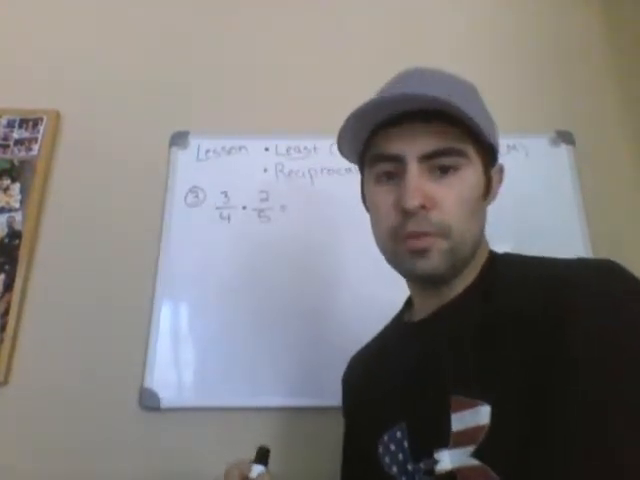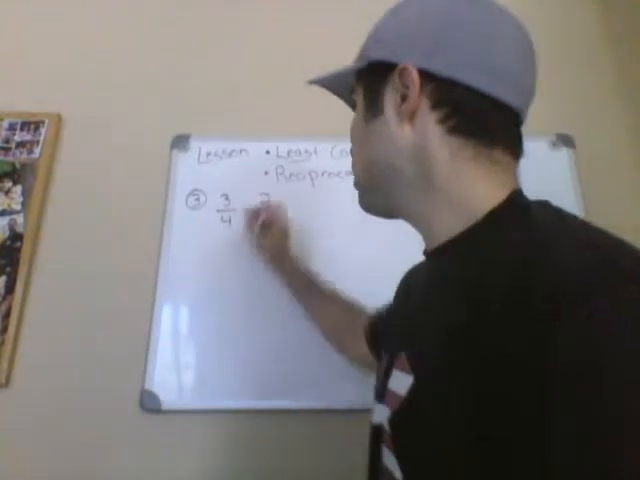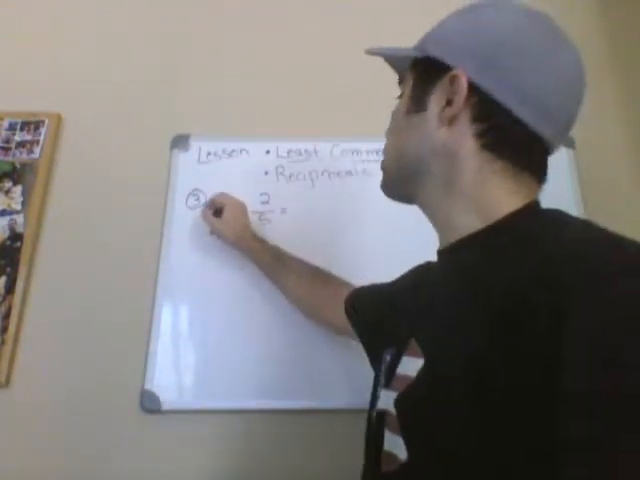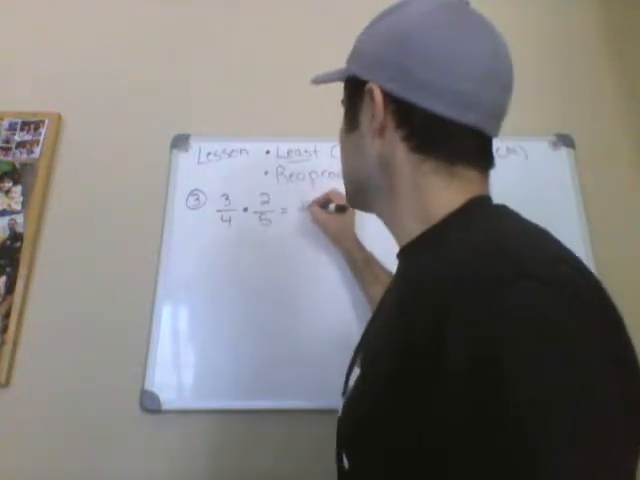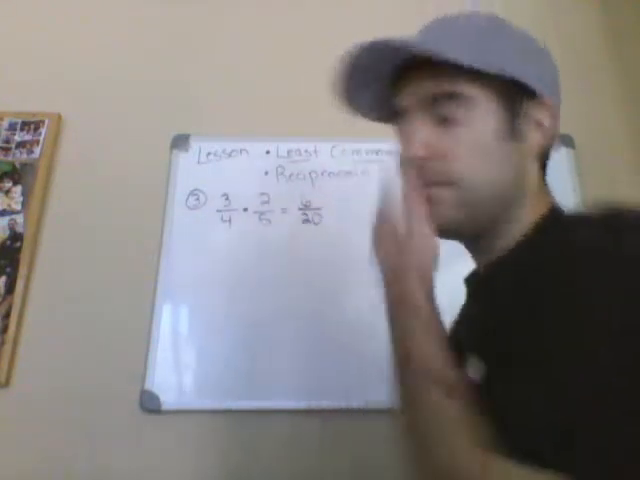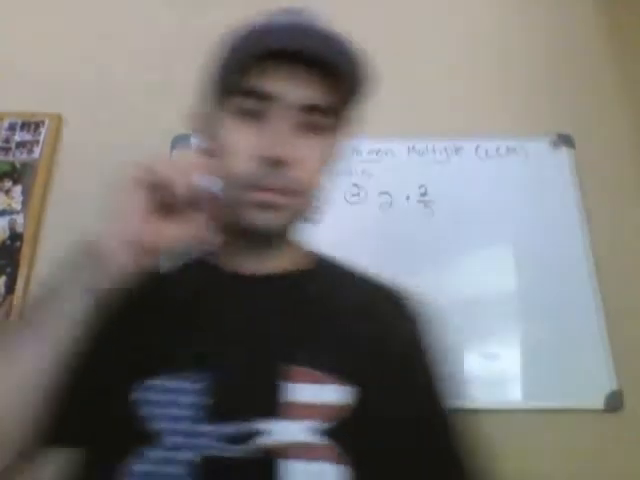Alright, let's really quick review how to multiply fractions. When you multiply fractions, which is different than adding fractions, you multiply straight across. 3 times 2 is going to be 6. 4 times 5 is going to be 20. Okay? Very simple. Multiply straight across.